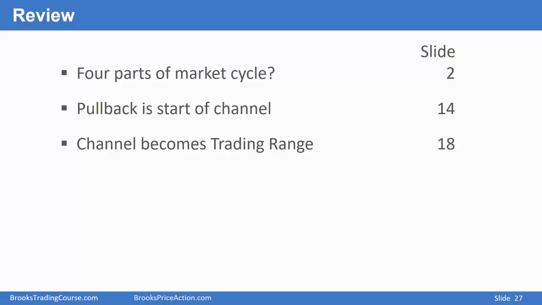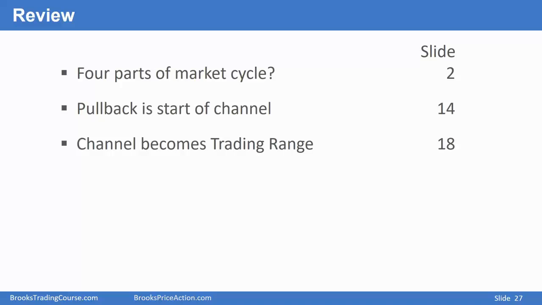I talked about the 4 parts of the market cycle: a breakout, and then a tight channel, and a broad channel, and then a trading range. I said that when you're in the breakout phase, you only want to be trading in the direction of the trend. So if it's a bear breakout, you only want to be selling. As soon as there's a pullback, the breakout has ended, and now the market's in a channel. If the channel is tight, again, trade it like a breakout, only sell if it's a bear channel. If it's a bull trend, you only buy.